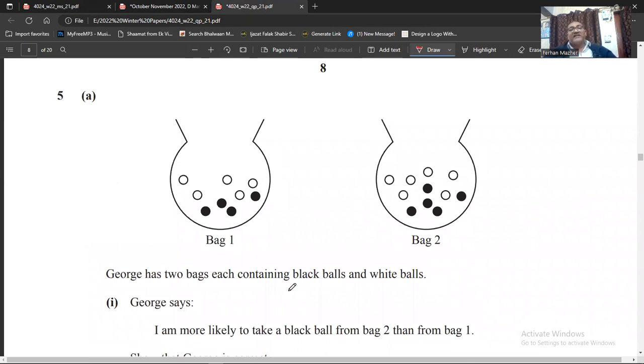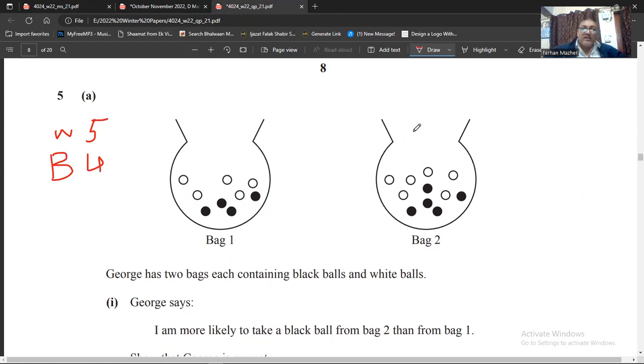George has 2 bags, each containing black balls and white balls. Okay, so 1, 2, 3, 4, 5. So there are 5 white balls. The white balls are 5. And 1, 2, 3, 4. And the black balls are 4.